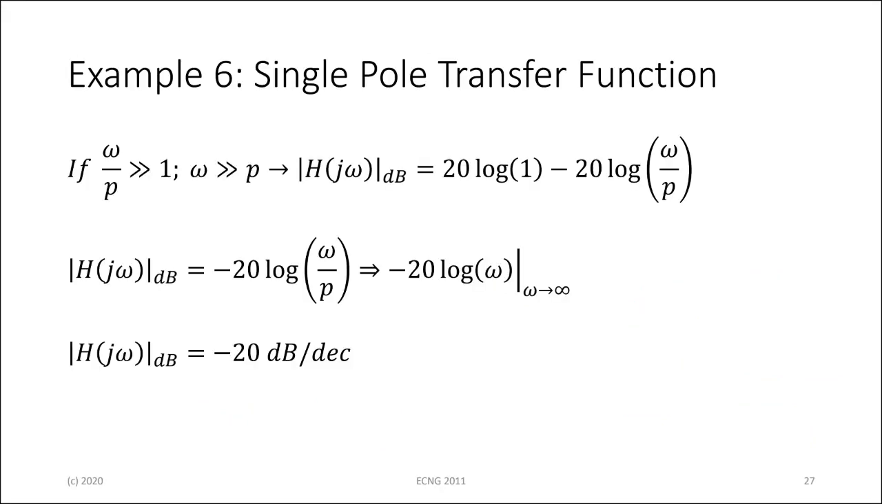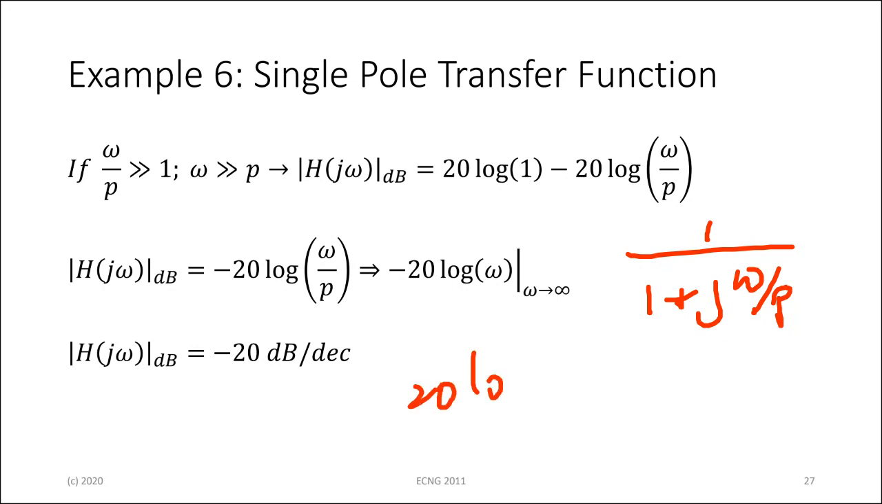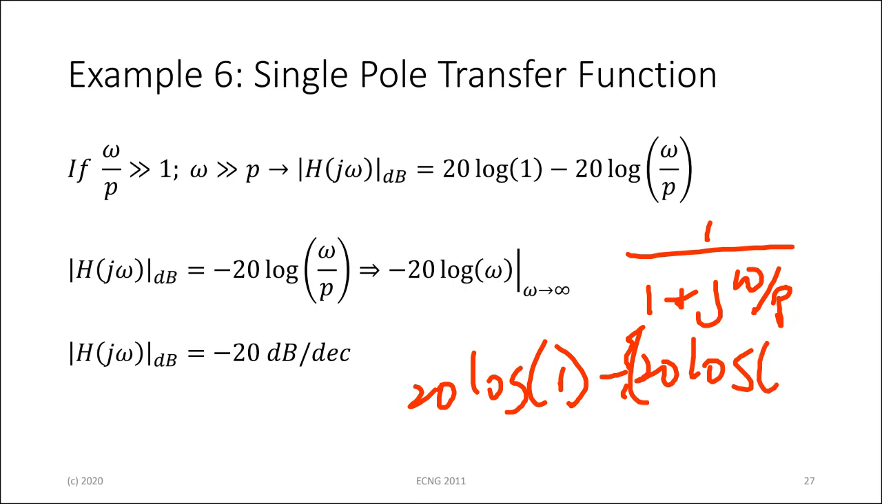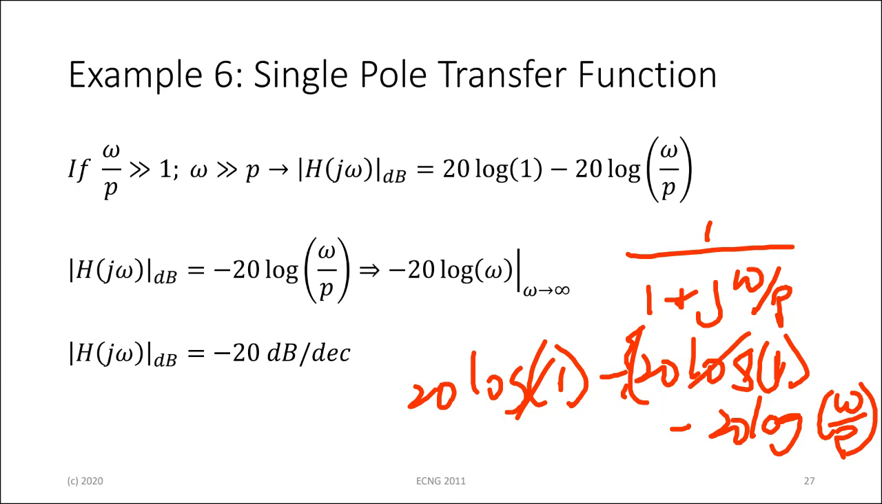And then we now go to the other one. If omega is much bigger than P, in other words, omega over P is much greater than 1, then the transfer function, if you convert everything to dB, we're dealing with 1 over 1 plus j omega over P. So convert that to dB, I have 20 log 1 on top minus 20 log of omega over P. Log of 1 is 0, so we don't care about those things.